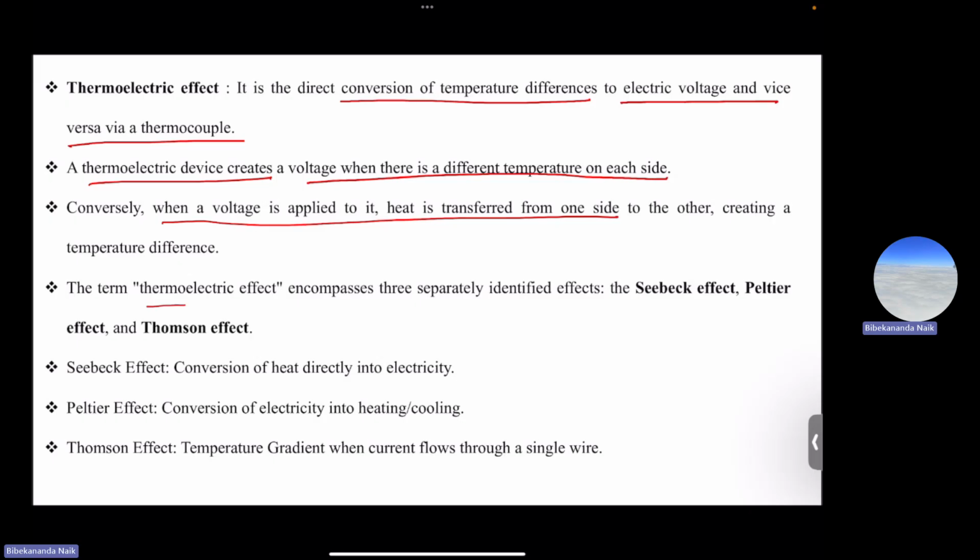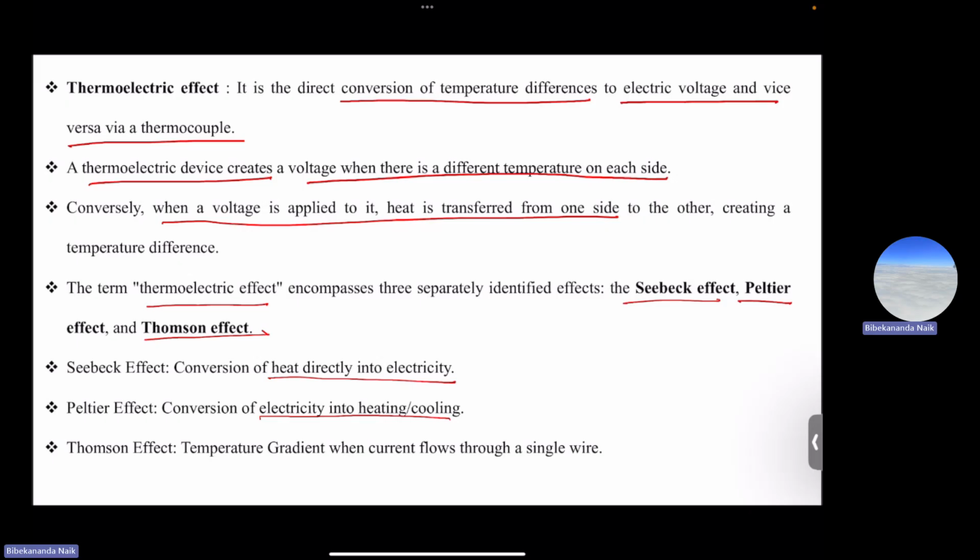This thermoelectric effect encompasses three separately identified effects: Seebeck effect, Peltier effect, and Thomson effect. Seebeck effect is the conversion of heat directly into electricity. Peltier effect is the conversion of electricity into heating or cooling, and Thomson effect is the temperature gradient when current flows through a single wire. So when current is flowing through a wire, there will be a temperature gradient, and that is explained in terms of the thermoelectric effect.